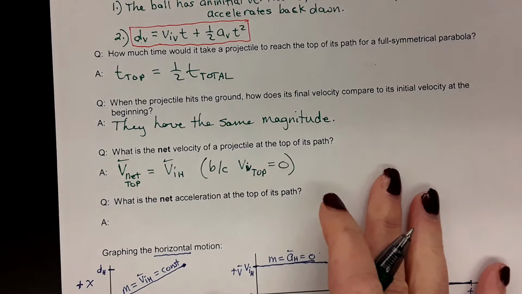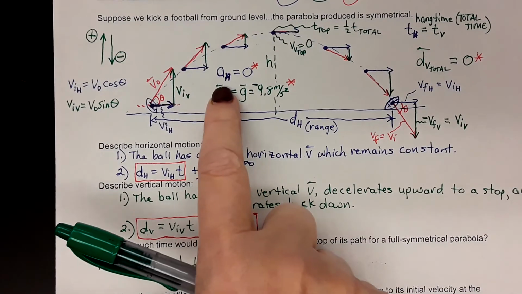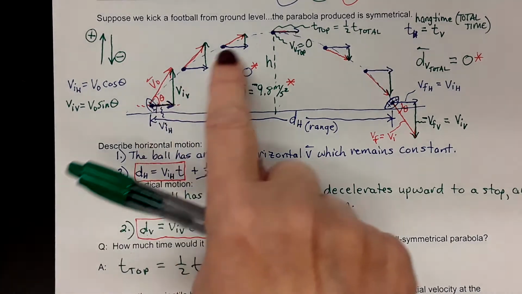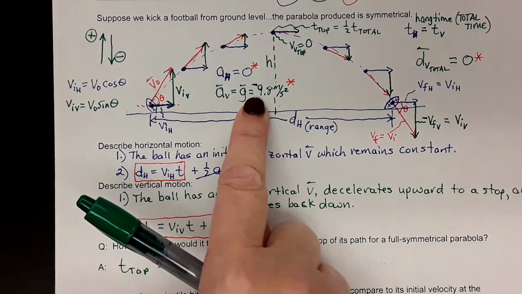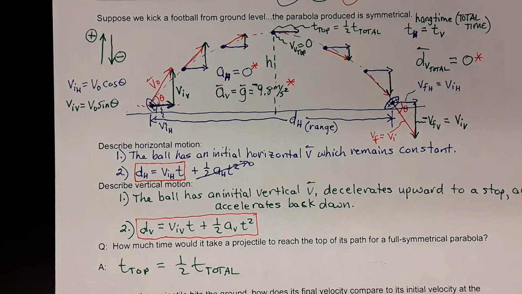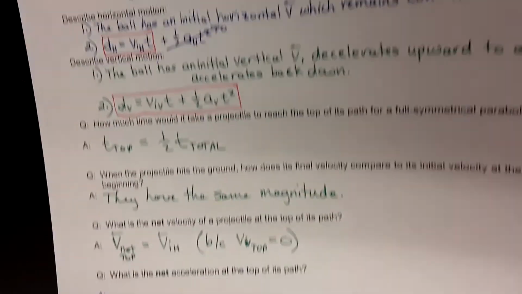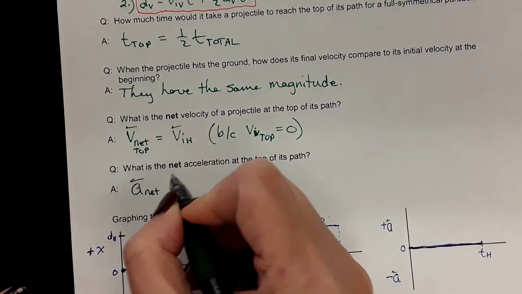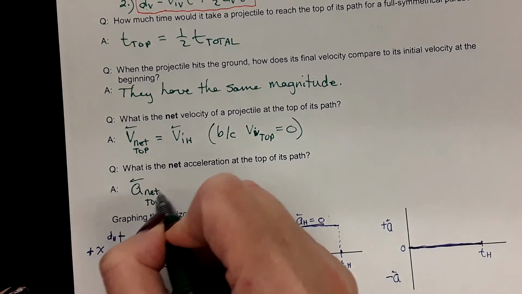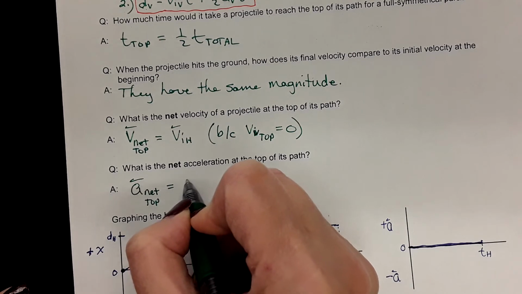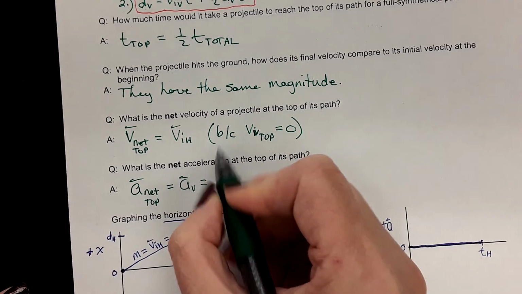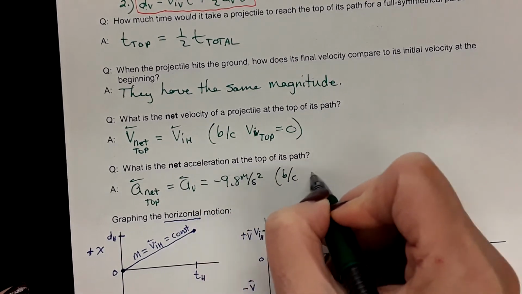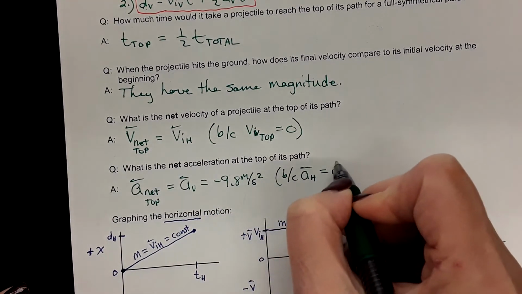What's the net acceleration at the top? Well, let's look. For the whole trip, the horizontal acceleration is 0. For the whole trip, the vertical acceleration is -9.8. So what's the net? It's -9.8, right? So the net acceleration at the top is just going to be the vertical, which is -9.8 meters per second squared, because the horizontal is 0.